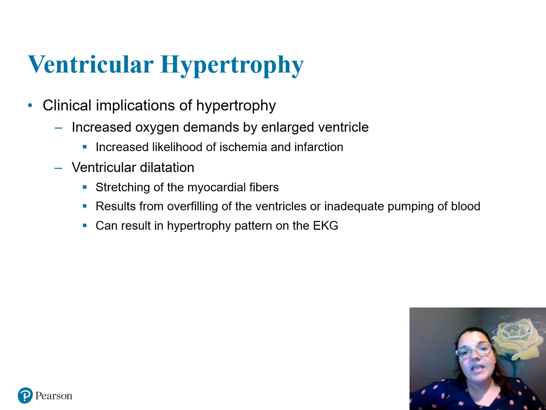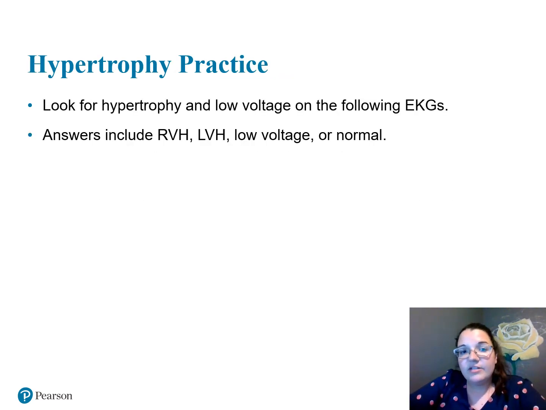All right. Ventricular hypertrophy. What are some of the clinical implications of hypertrophy? Increased oxygen demands, an enlarged ventricle, which means excess tissue, which means more voltage to depolarize that tissue of the heart to contract. Ventricular dilation is the stretching of those myocardial fibers resulting from overfilling the ventricles or inadequate pumping of the blood, and can result in a hypertrophy pattern on the EKG. So let's look for hypertrophy and low voltage on the following EKGs.